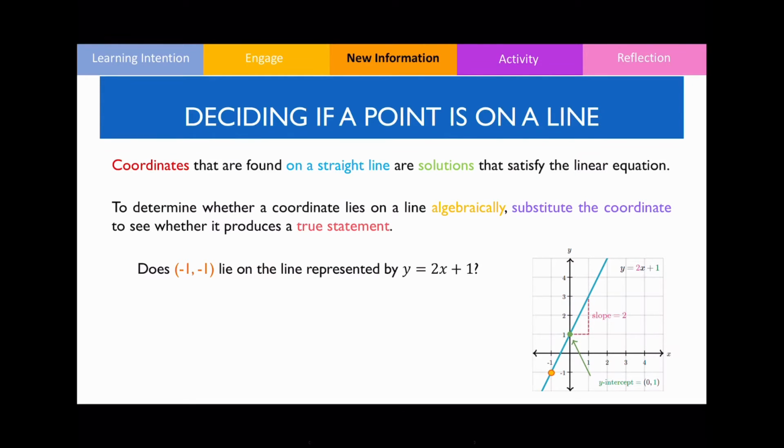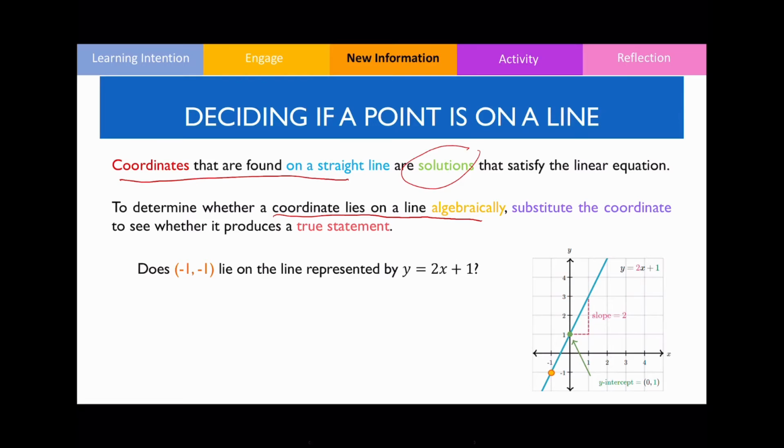In order to determine this algebraically, you need to understand that any coordinates found along a straight line are solutions that satisfy that particular given equation, okay? So in order for you to determine whether a coordinate lies on a line algebraically, what we need to do is substitute, meaning plug in, those coordinates into that particular equation and see whether it produces a true statement or not. So let's look at an example over here.